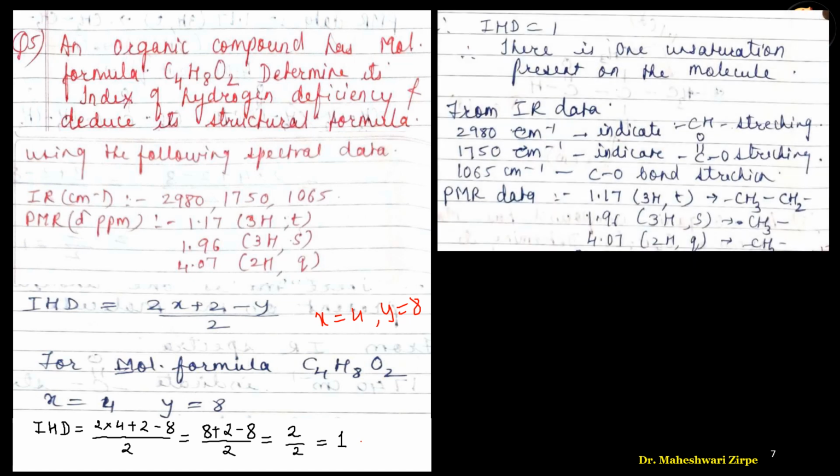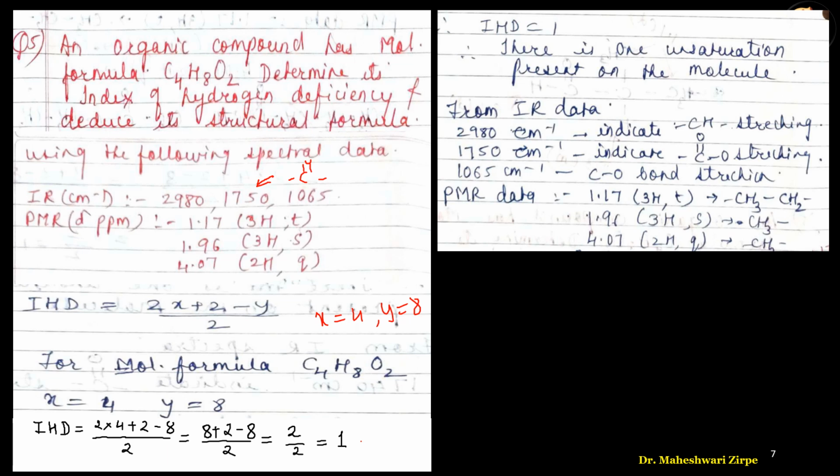Now let us see the remaining things, the IR data and PMR data they have given. From the IR data it is 2980. Now 2980 indicates CH stretching. Similarly 1750, and by now you must be clear, 1750 indicates carbonyl stretching, C double bond O stretching, of a carboxylic acid group. Then 1065 indicates what?